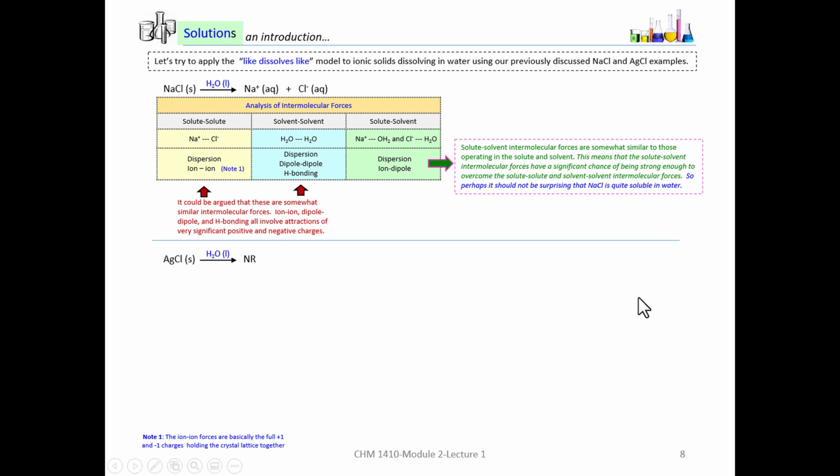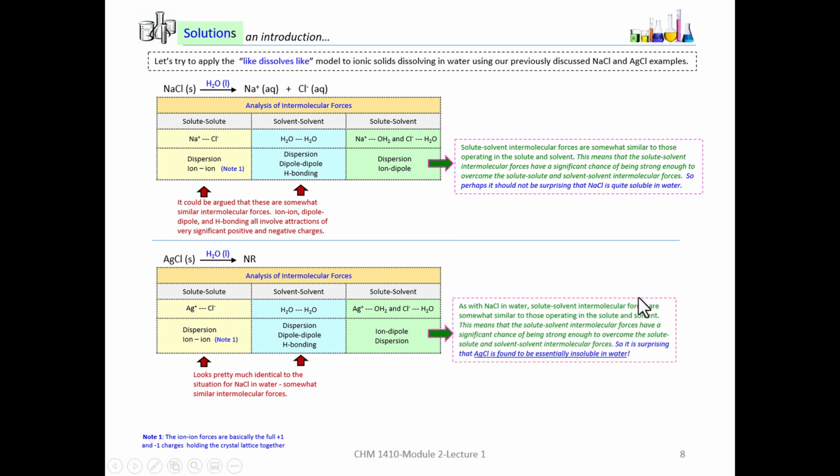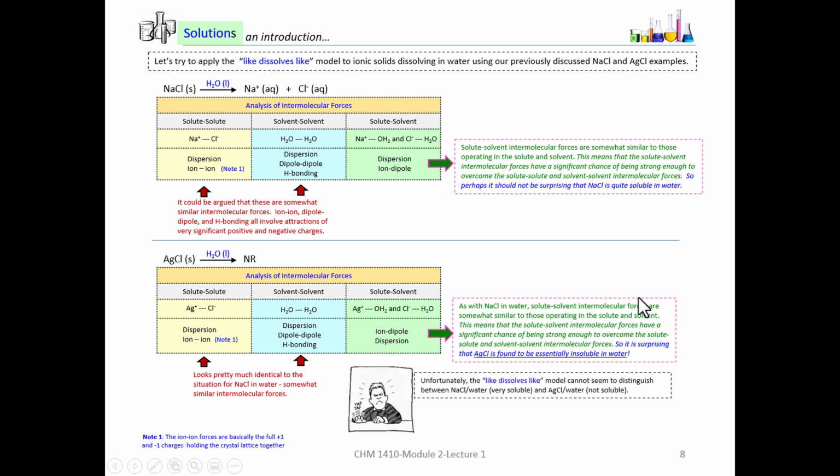Well, the same could be argued for silver chloride. And of course, spoiler alert, we already know silver chloride is not soluble in water, which is a little perplexing, because when you do the analysis of the intermolecular forces, it looks a lot like the analysis for the sodium chloride. Looks pretty much just like the sodium chloride example. However, silver chloride's found to be essentially insoluble in water. Well, that should be disappointing.